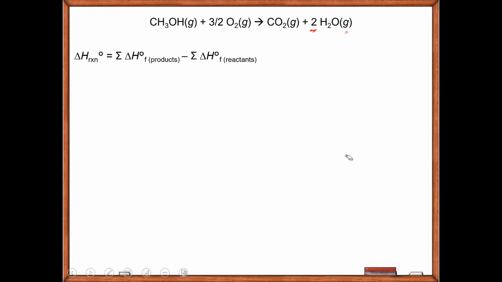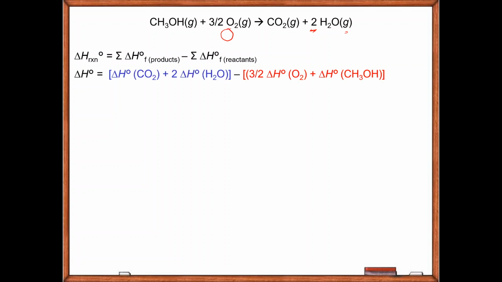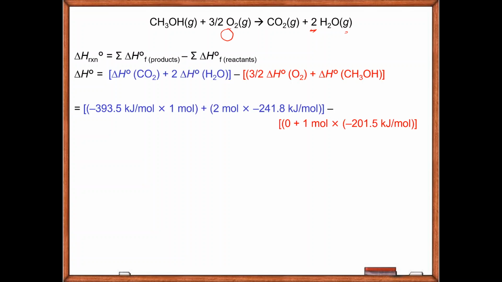Why? Because remember, this is in elemental form, so it will be 0. Okay, so now all I have to do is literally take the numbers they gave me and plug them in. So here I have minus 393.5 times 1, again, because I just have a 1 in front of CO2. Okay, and then plus 2 times my delta H for H2O, gaseous H2O. Okay, and remember there's 2 of them. Plus, or minus, excuse me, 0, because oxygen is 0.